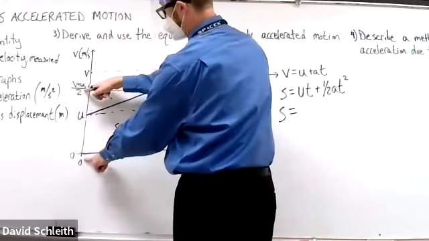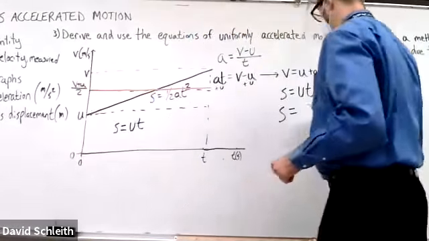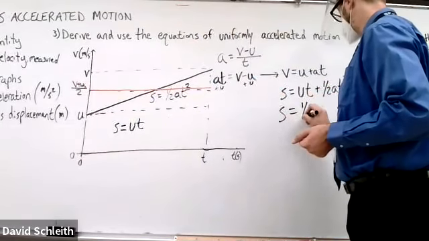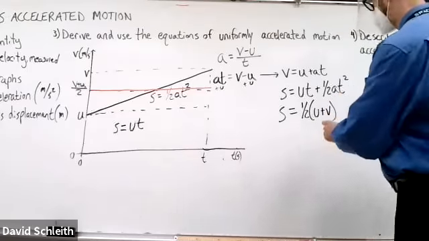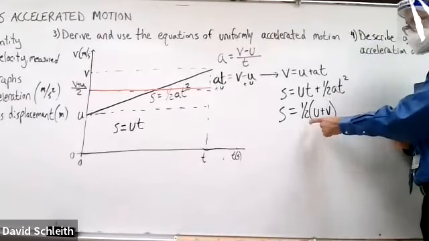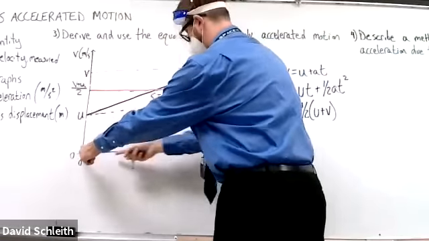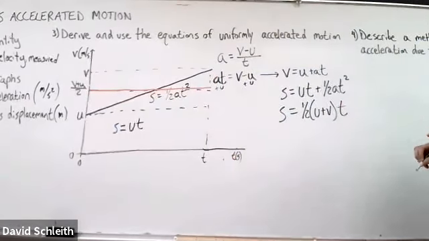The length, we'll call it this way, is v plus u over 2. What's another way to write that? 1/2 of u plus v, the same thing as u plus v over 2. So length times width. The width is t, and there's my third equation of motion.